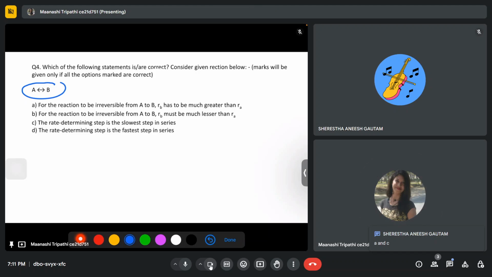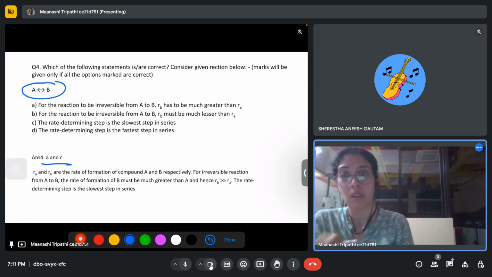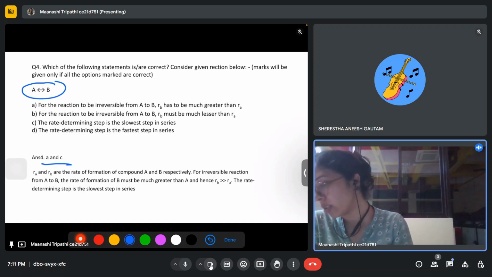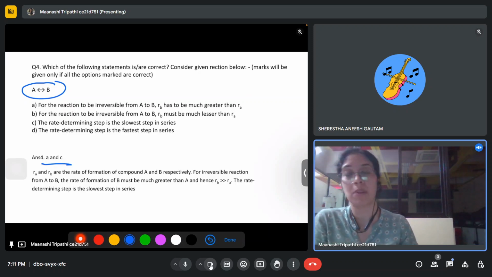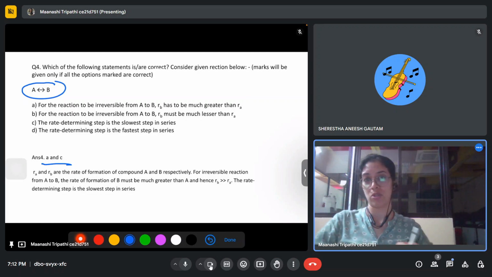Okay, we'll see the solution now. So options A and C are correct. So you're right by this. An irreversible reaction is one in which things are going only in the forward direction. So rate of forward reaction.